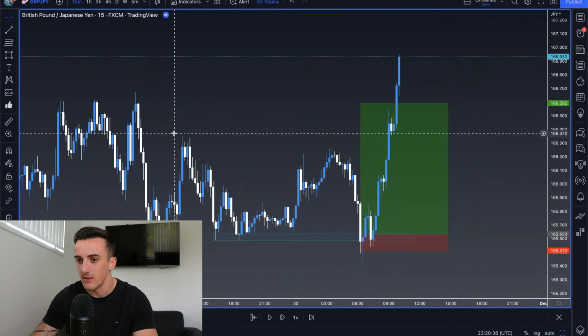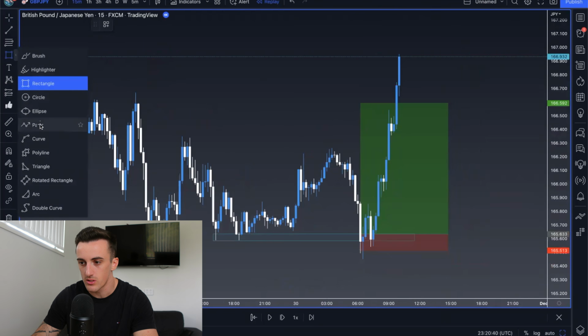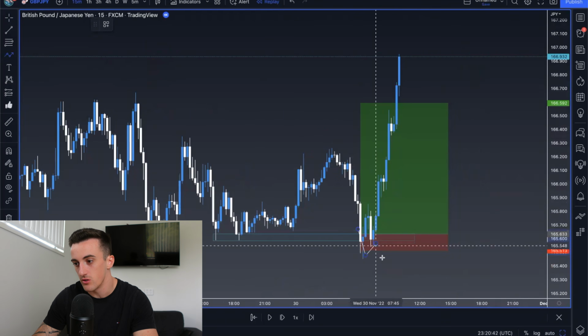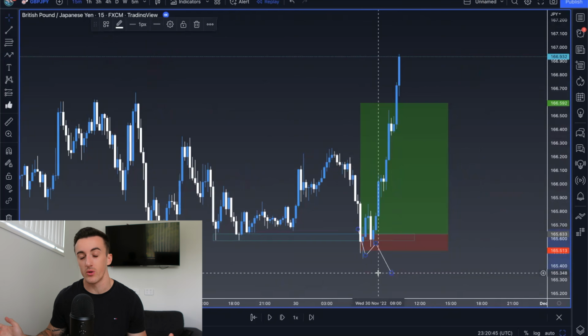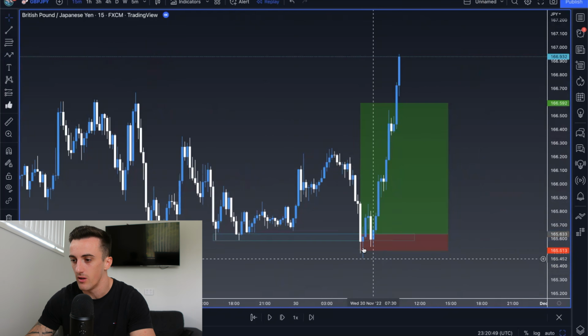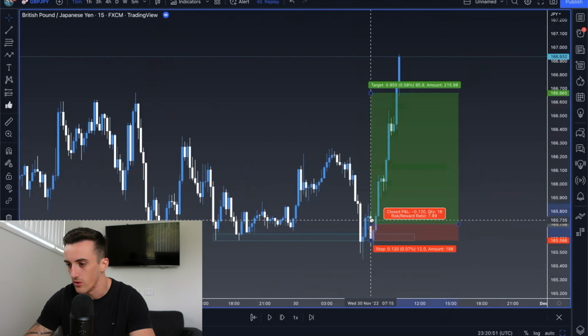Price could have easily just broke this level, retested, and just went short. And I wouldn't have done anything. And I wouldn't care if it goes short. If I'm looking for longs, I'm waiting for a reaction. And right here is the reaction that we like.